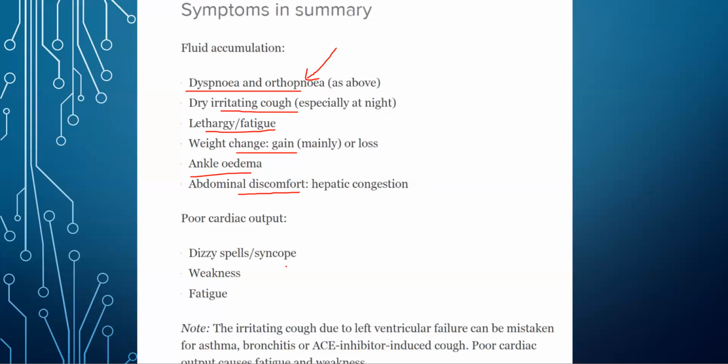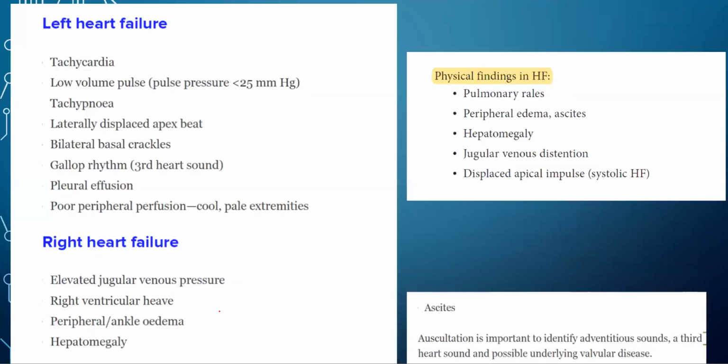Second, because of poor cardiac output, because your heart is not pumping enough blood to the body, your brain is not getting enough blood, so you can get dizzy spell or even blackout or syncope. You'll feel weak and fatigued. So what are the difference between left heart failure and right heart failure features?